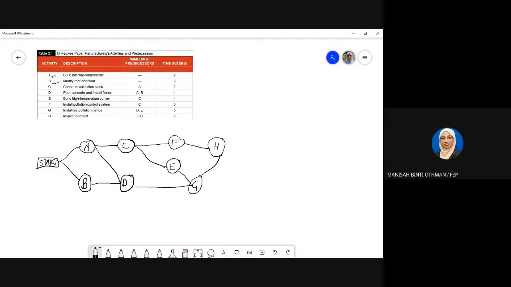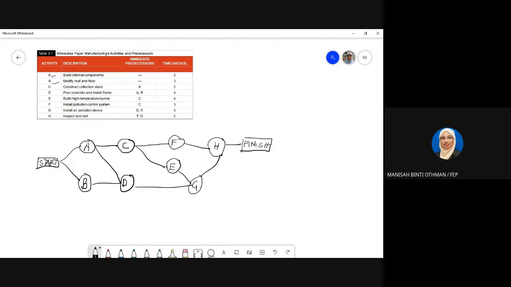Then H is the last activity. So when H is complete, the project is complete. Okay, so now you have a network here, one network to represent this project.